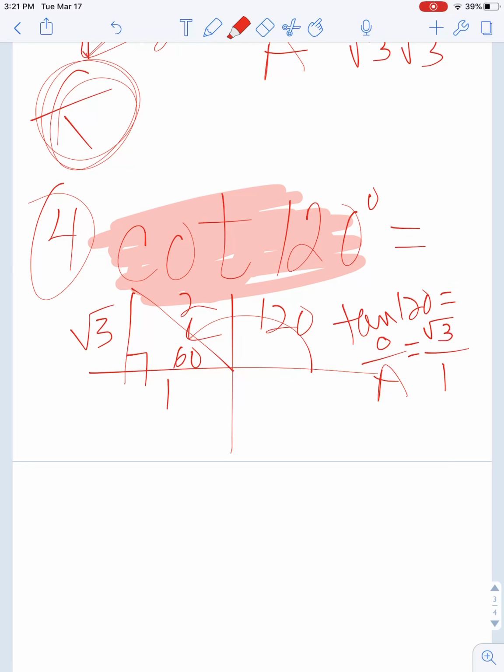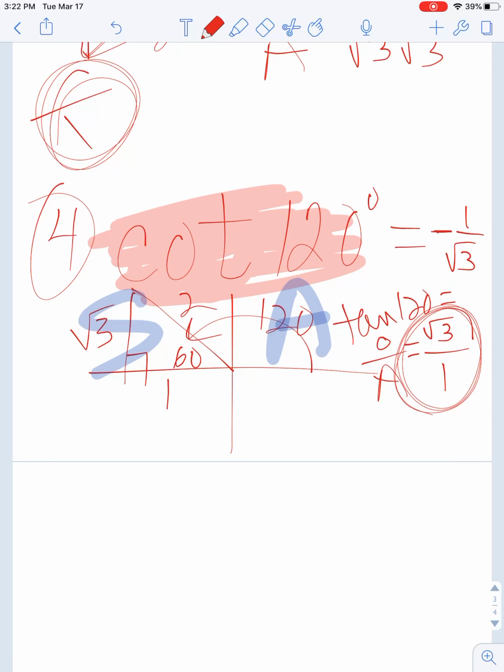All Students. This is going to be a negative answer. All Students Take Calculus. Only sine and cosecant are positive in the second quadrant. So this is going to be a negative. I'm taking the reciprocal of this. Root 3 over 1 would be for tangent. This would be 1 over root 3, and of course you would rationalize that again. So it would be negative root 3 over 3. That's my final answer here. It's negative because it's in the second quadrant, and cotangent is negative in the second quadrant.